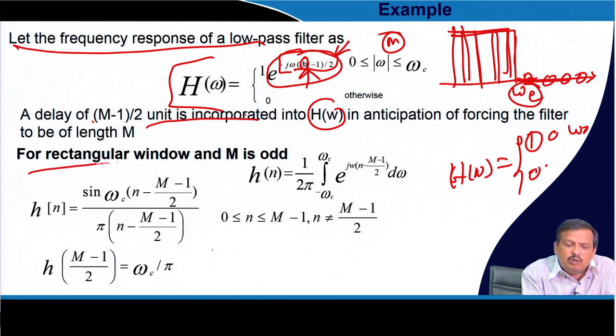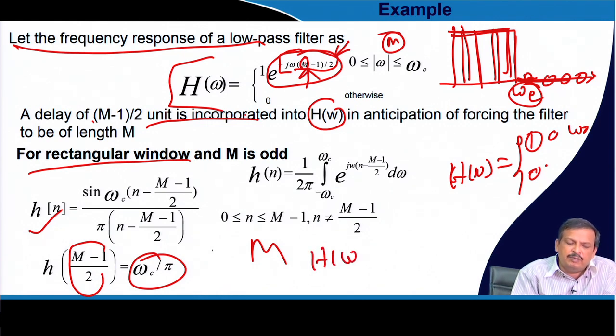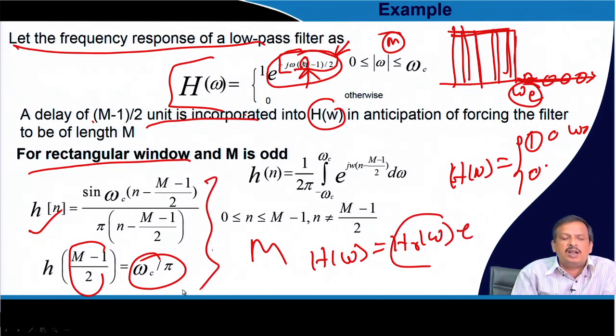Then for a rectangular window where m is odd, let us say m is odd, rectangular window and m is odd, if you do that, then you can calculate h of n. m is the order of the filter. So you know that H(omega) is nothing but H r(omega) into e to the power of that delay part. So H r(omega) is this one for m odd.